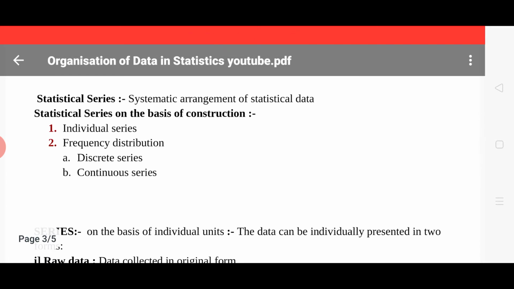Now we will discuss statistical series, means systematic arrangement of statistical data. Statistical series, on the basis of construction, we make three. One is individual series, second one is frequency distribution. Under these there are two, discrete and continuous, so we can make three in simple way: individual series, discrete series and continuous series.